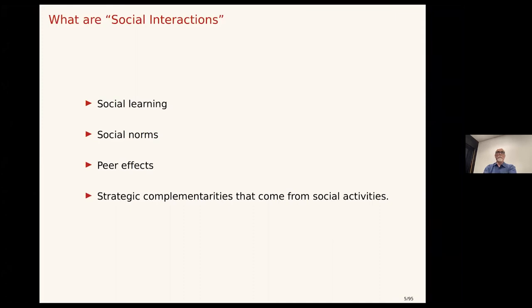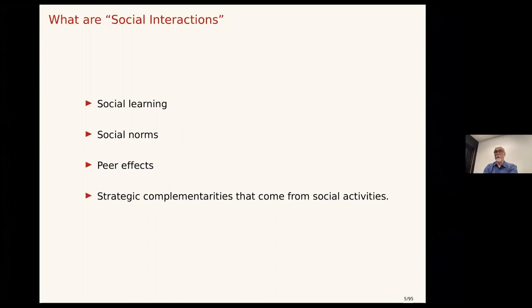So let me now put down the philosophy and actually get to the subject matter. What are social interactions? There are a lot of different kinds of social interactions out there. There's social learning. All of us learn from our friends about what are good restaurants to go to, what are good books to read, and so on and so forth. And we pass that information on to others. This is social learning.